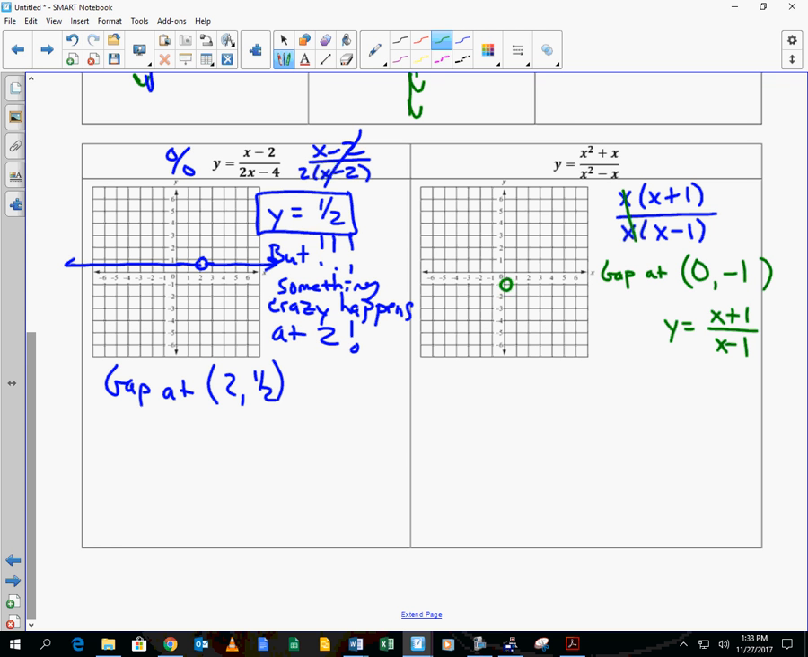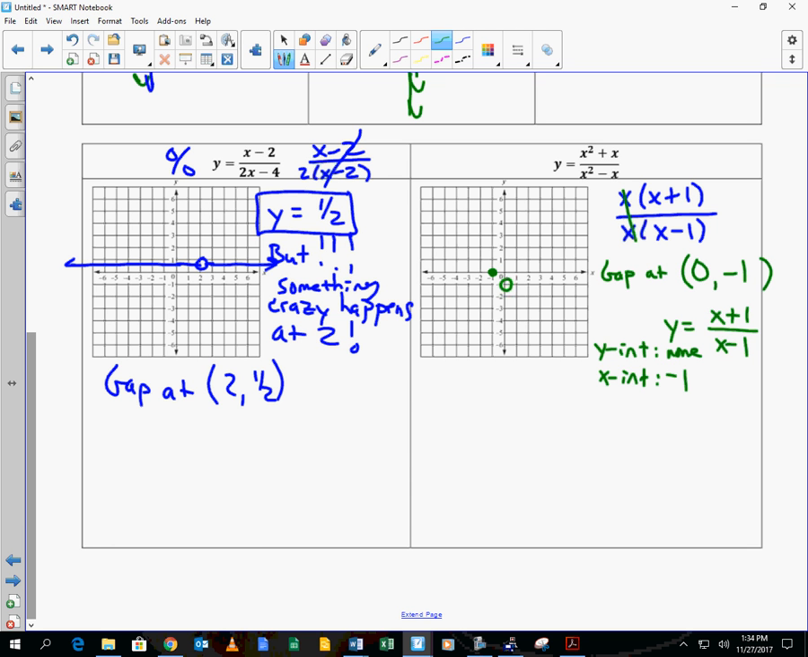Let's talk about some of these pieces. Let's talk about the y-intercept. Where would the y-intercept happen? How do I figure that out? I plug in 0, and I get that. There's no y-intercept, is there? Okay, there's a gap right there, so none. The x-intercept happens when the numerator is 0, which is at negative 1. So it crosses at negative 1. We've got a gap at 0, negative 1, and an x-intercept at negative 1.